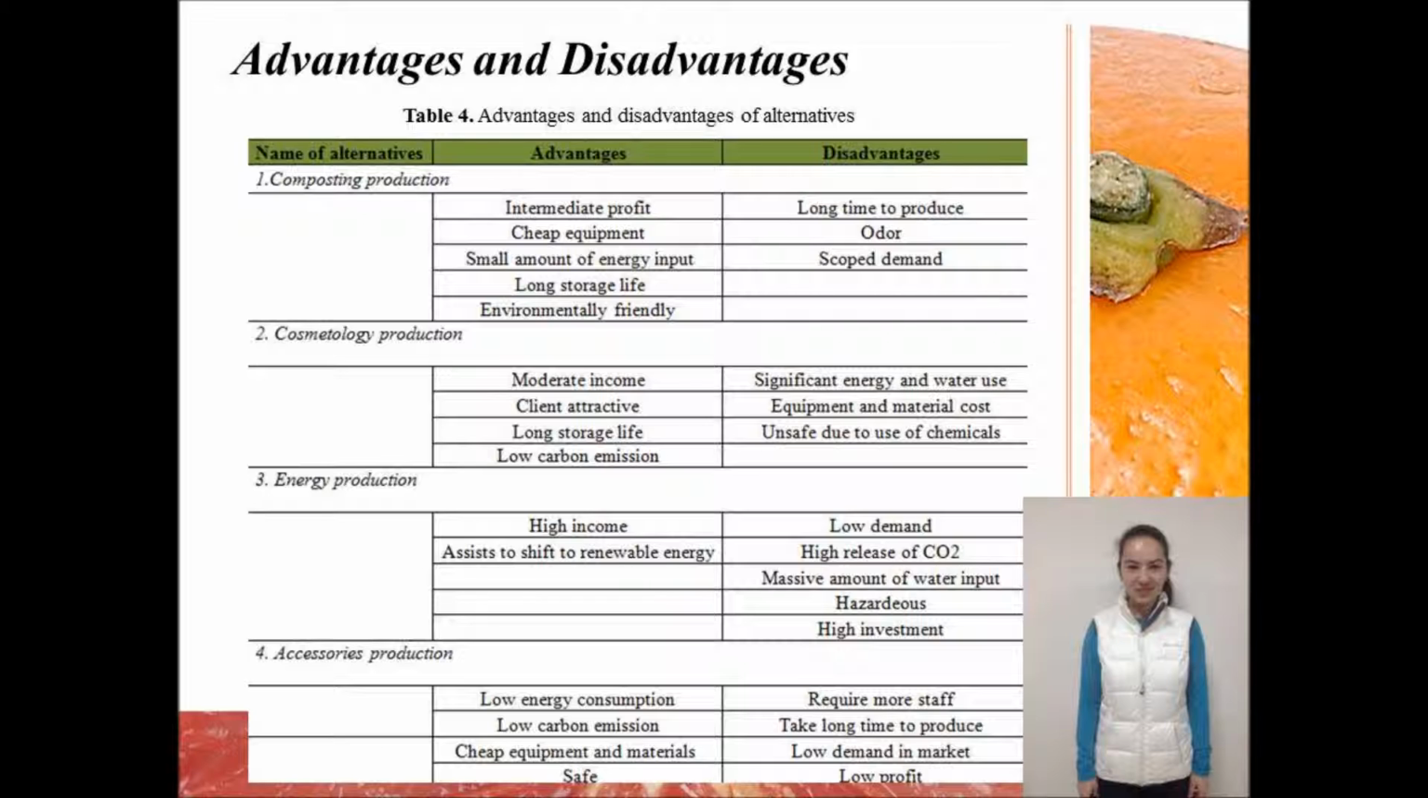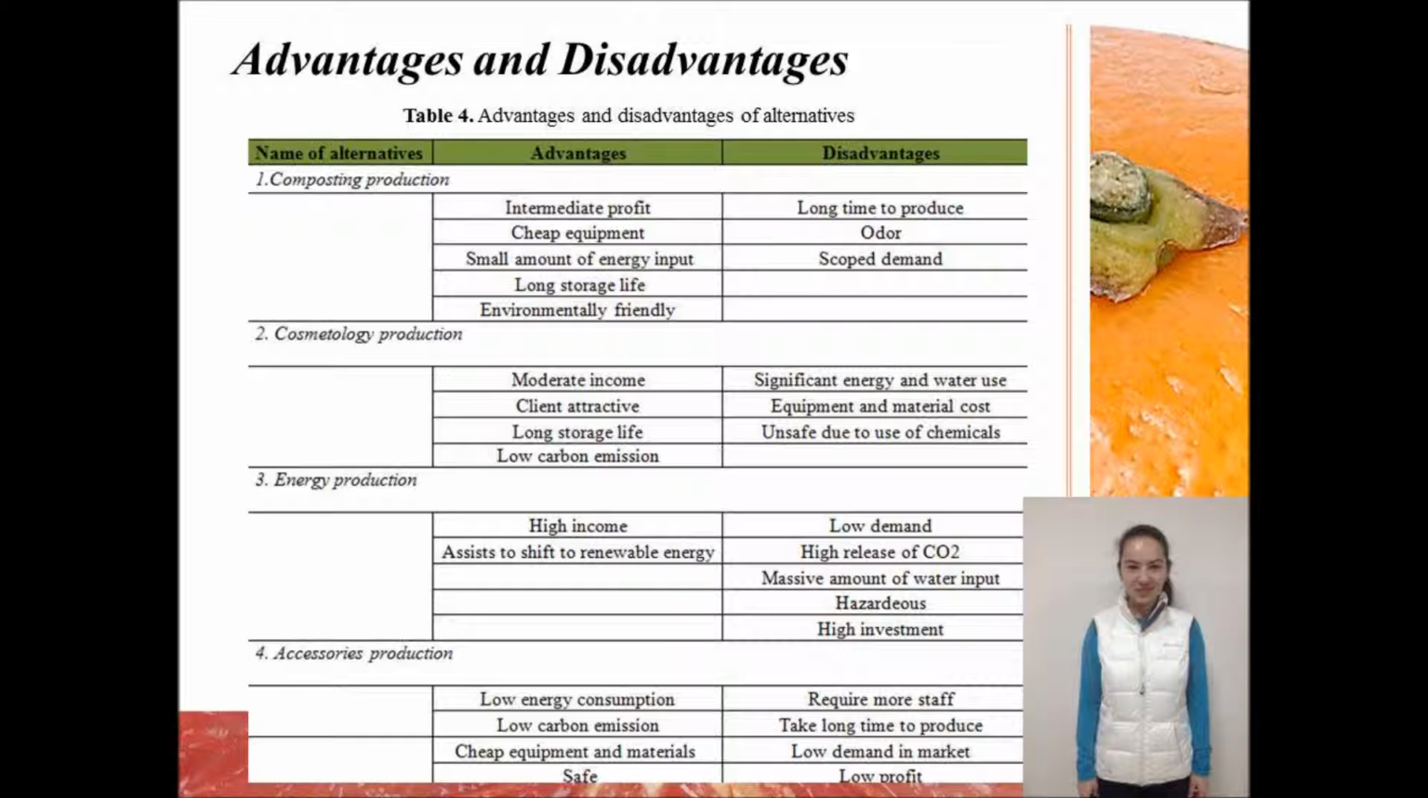Firstly, compost production for agricultural needs. Orange peels make great composting material because they are rich in nitrogen. On an industrial scale, its production requires relatively cheap equipment, a small amount of energy input, has long storage life, and intermediate profit. Production of orange compost is eco-friendly, however, it requires long production time and is demanded only in agriculture.